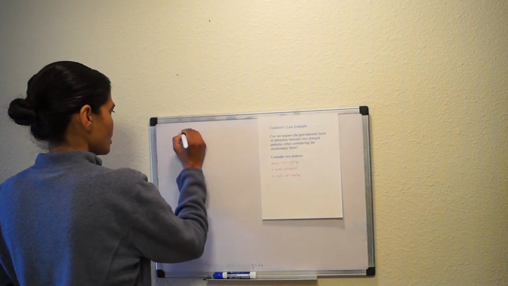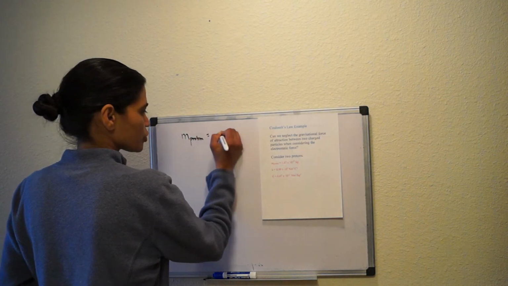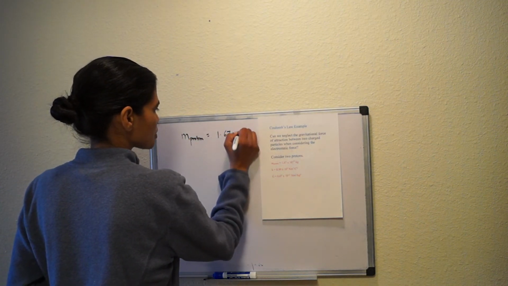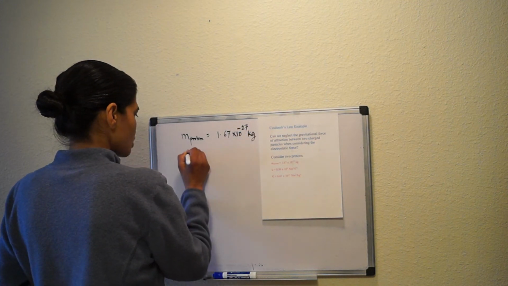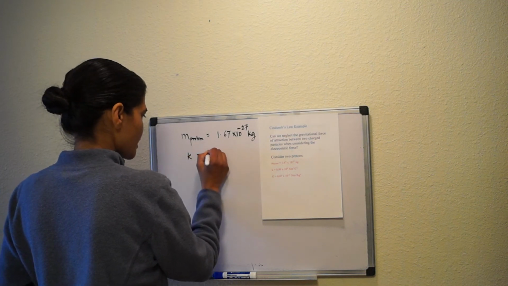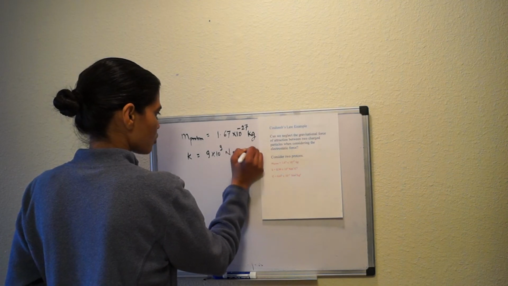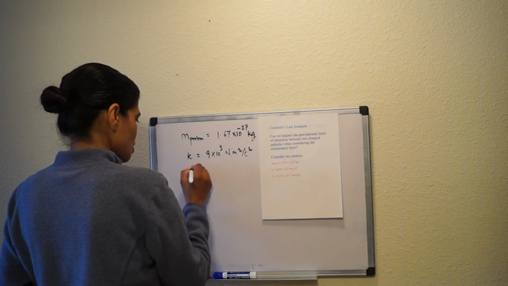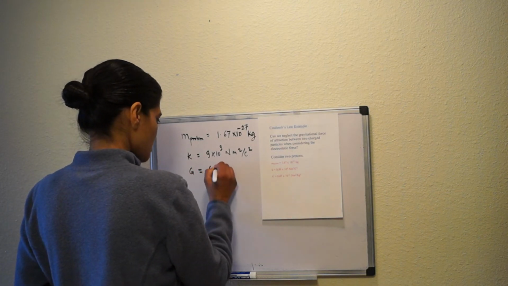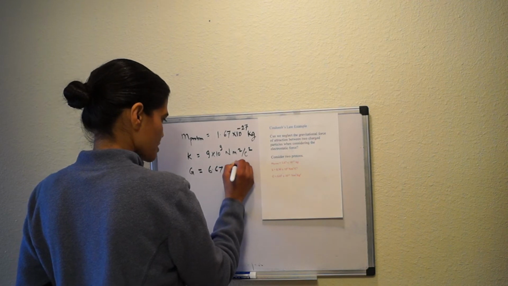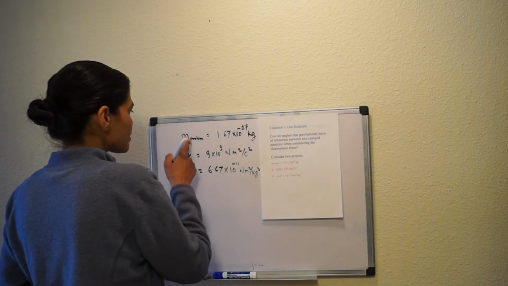So try this out. Let's say mass of proton, m proton, equals 1.67 times 10 to the power minus 27 kg. Coulomb constant, you guys know already, 9 times 10 to the power 9 newton meter squared per coulomb squared. G is the gravitational constant, 6.67 times 10 to the power minus 11 newton meter squared per kg squared. And then we are given the mass of proton.